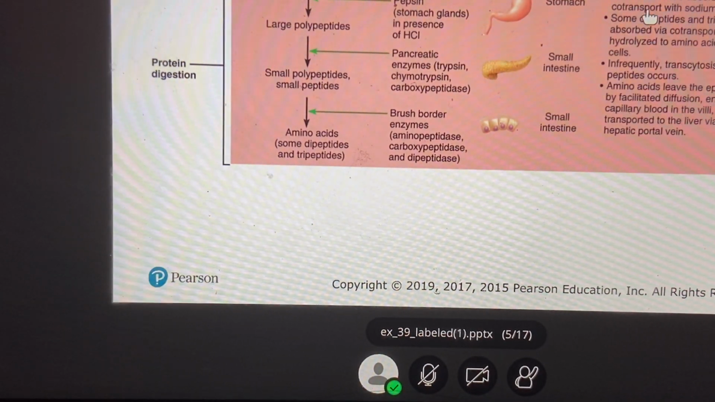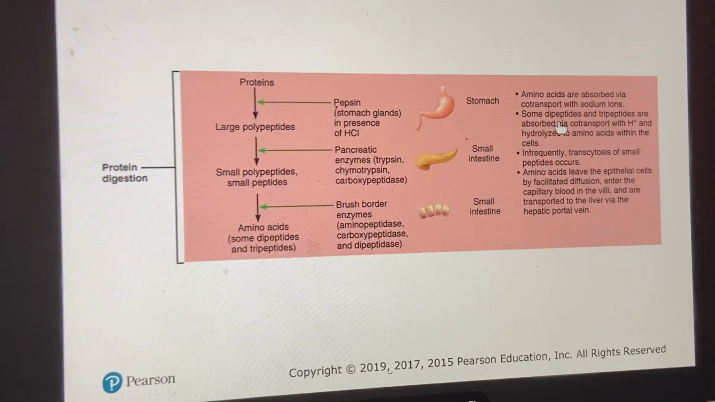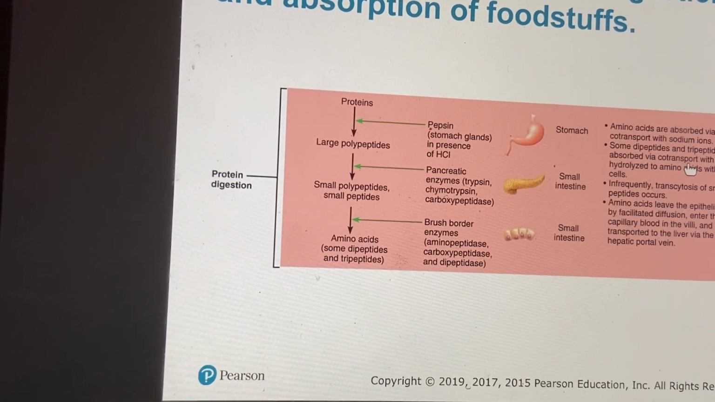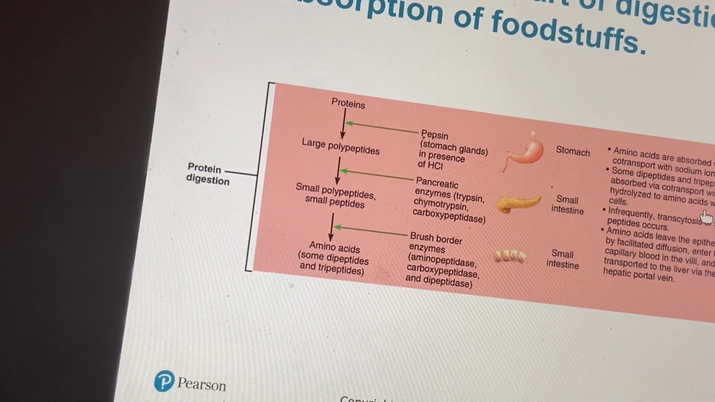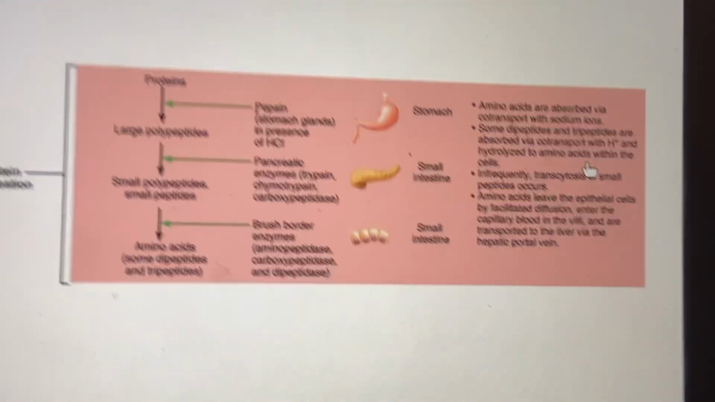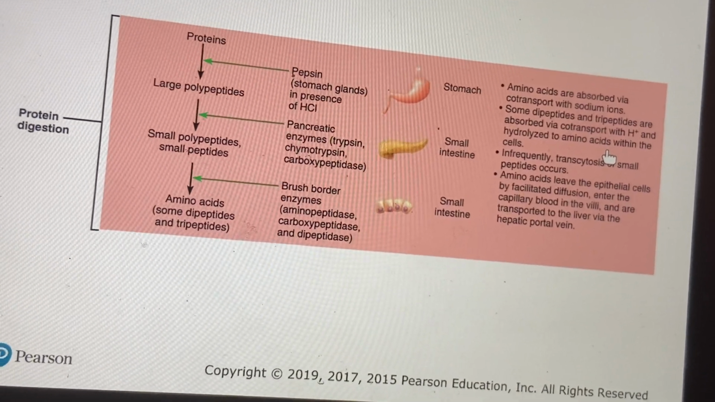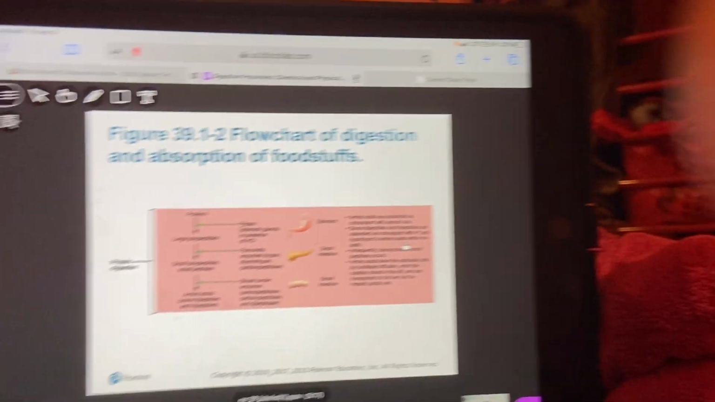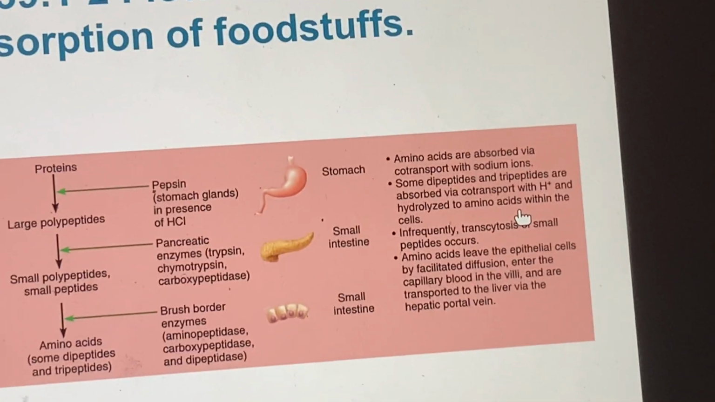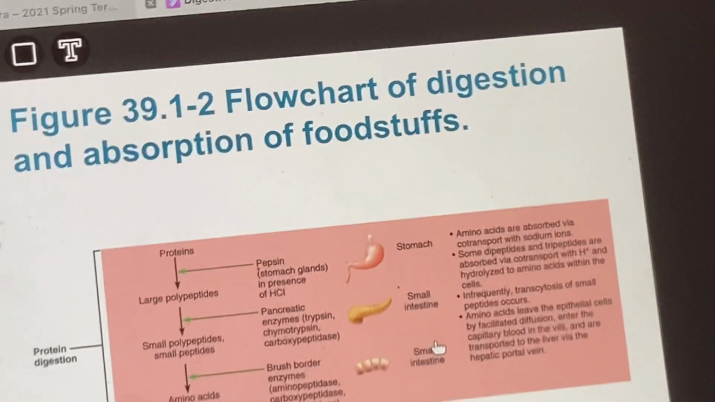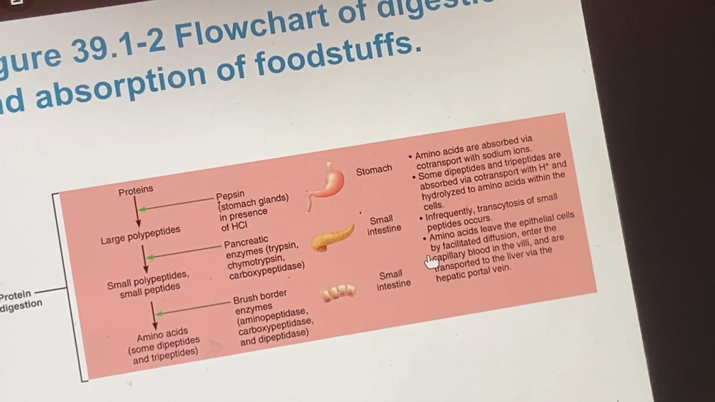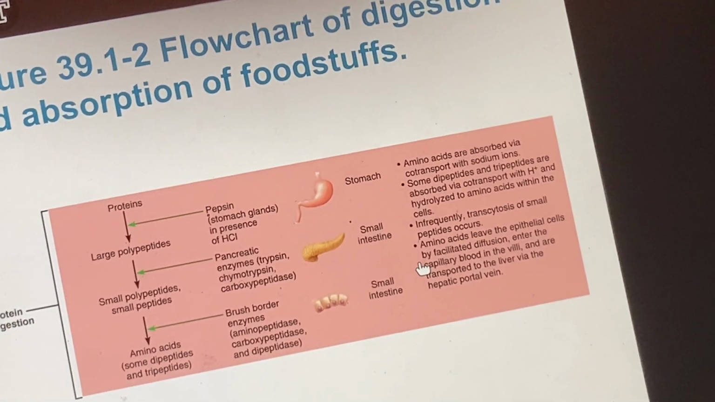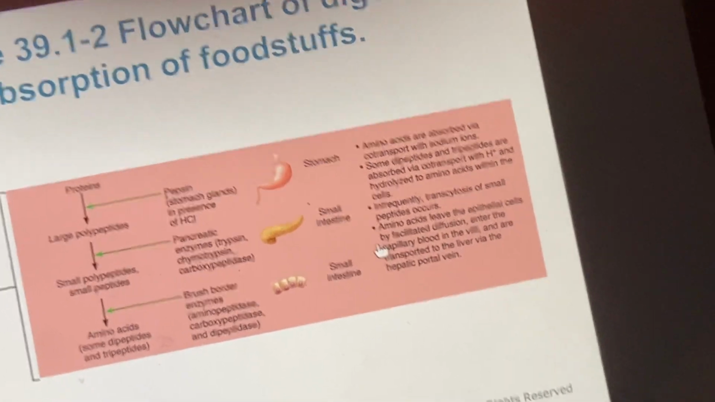So in the stomach, what happens? Amino acids are absorbed via co-transport with sodium ions. Small dipeptides and tripeptides are absorbed via co-transport with hydrogen and hydrolyzed to amino acids within the cell. That is basically what the pepsin and hydrochloric acid do. There's some absorption after digestion, but mostly the absorption is in the small intestines. That's why I told you the lead organ for absorption is the small intestines, and the lead organ for digestion is the stomach. But some absorption in the stomach already occurs.